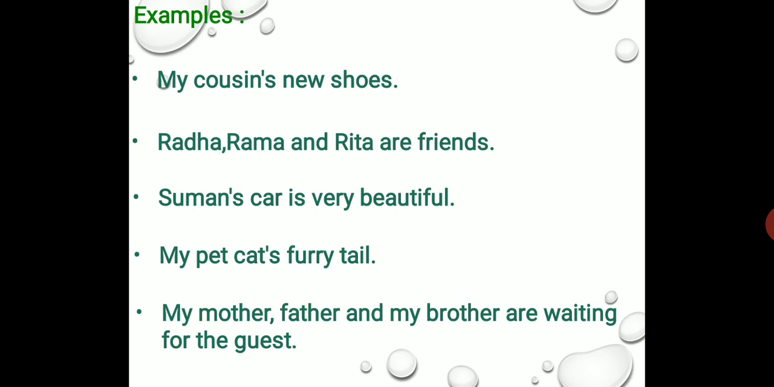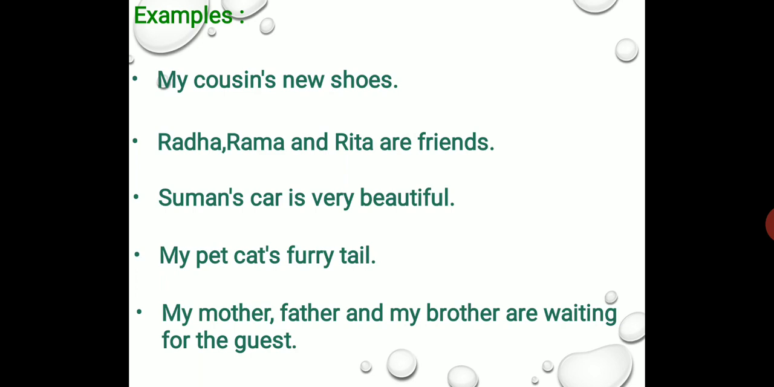Next sentence is: Suman's car is very beautiful. Here which sign is there? Yes. Now you have an idea which sign that is. Yes, it is an apostrophe. So this sentence shows the possession, meaning whose car is this? Suman's car. So the car is possessed by Suman.